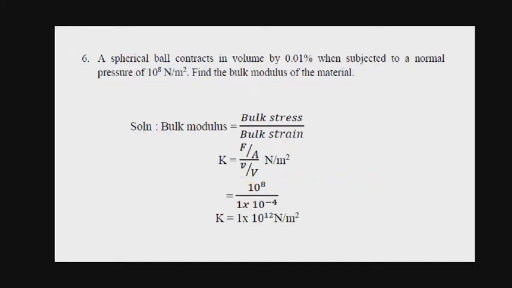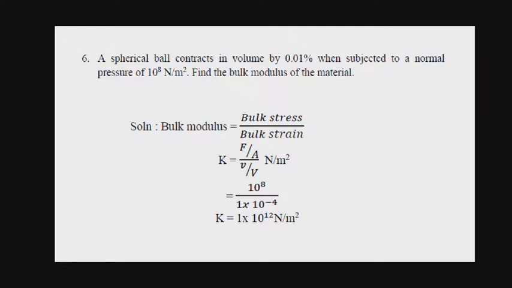Next one, sixth one. A spherical ball contracts in volume by 0.01% when subjected to a normal pressure of 10 to the power 8 Newton per meter square. Find the bulk modulus of the material. So given pressure, what is the formula for pressure? Force by area, that is F by A. Answer is 10 to the power 8 Newton per meter square.